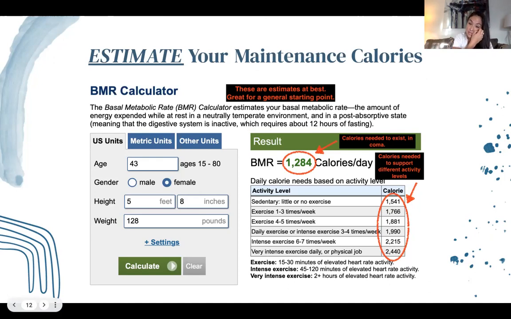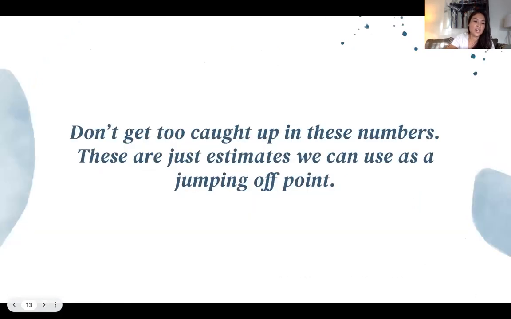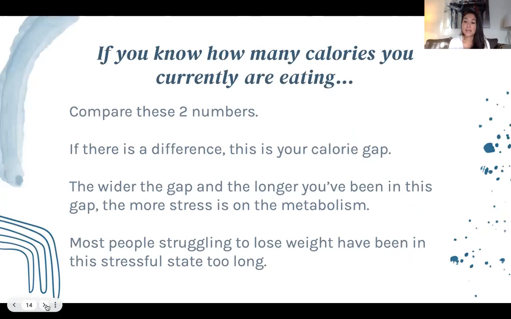Okay, so let's just get a sense of an estimate of your maintenance calories. We're not going to get too bogged down in those numbers. We just want a jumping off point. And then we're going to compare, right? If you know how many calories you're currently eating, you're going to compare those numbers. Whatever that difference is, that's your calorie gap. The wider that gap and the longer you've been there, the more stress it puts on the metabolism.